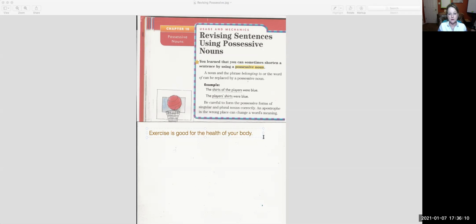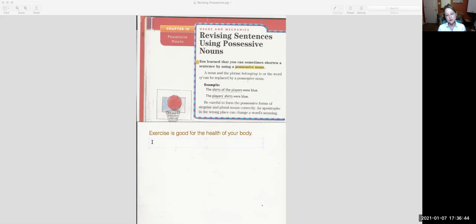Try to get that in one. Okay. Exercise is good for the health of your body. So I'm going to change that so that I have a possessive noun. And I'm also going to change my color. I'm going to change it to blue. The brown is going to be for those wordy sentences, and the blue is going to be the sentence that's more efficient because we are using a possessive noun.